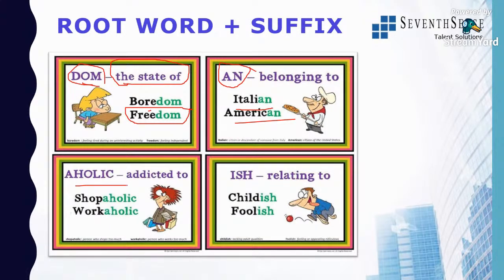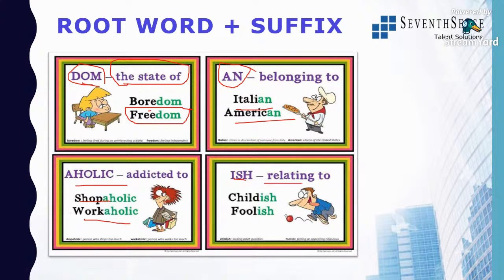Coming to next, aholic means addicted to. Someone who is addicted to drinks is an alcoholic. You have to understand the meaning of the suffix. If you know the meaning of the suffix, then it will definitely be easy to find the meaning, even if the word is unknown to you. Shopaholic, workaholic. Someone is addicted to work, someone is addicted to shopping. Those people are called shopaholic or workaholic.